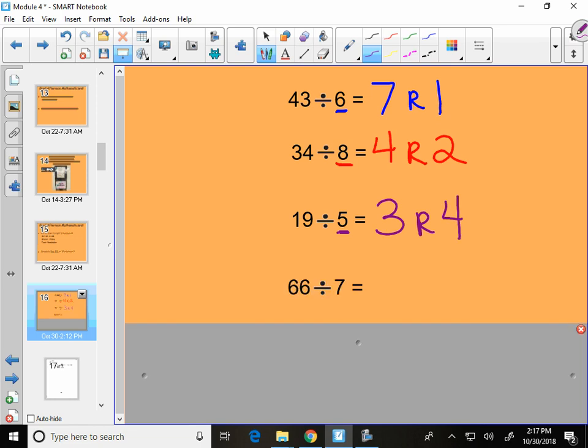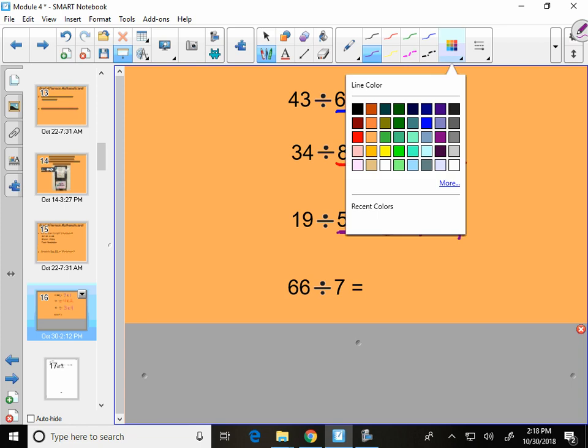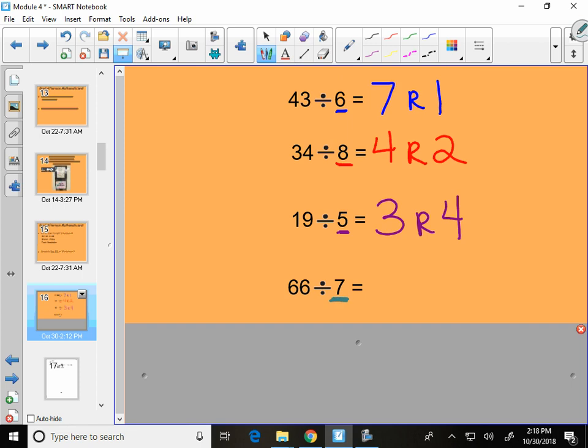And our last example, just like our remainder of one day in class, 66 divided by 7. I'm thinking, what times 7 gets me really close to 66? Well, 7 times 7 is 49. I think I can get closer than that. 7 times 8 is 56. I think I can get closer than that. 7 times 9, there it is. Because 7 times 9 is 63. 64, 65, 66. With a remainder of 3.